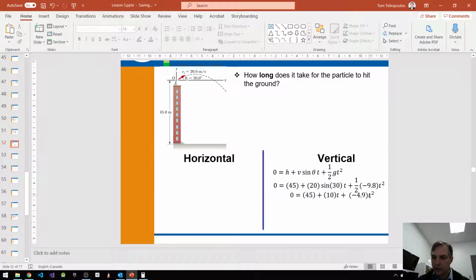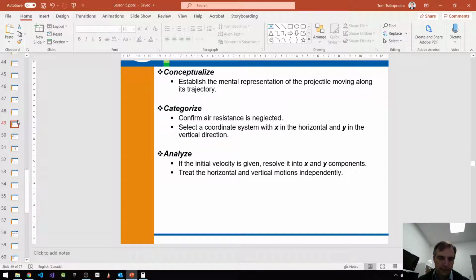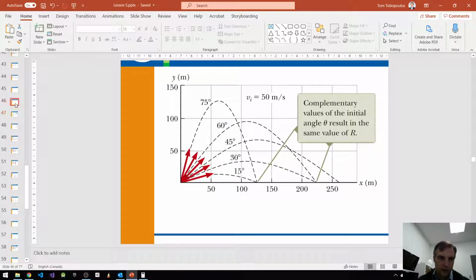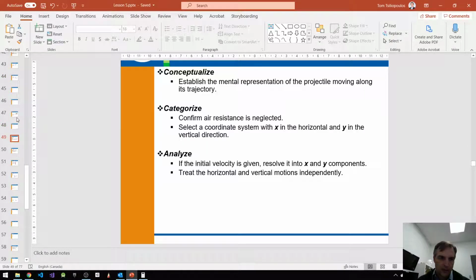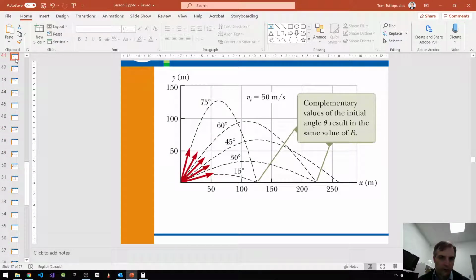Now I'm leaving it in this form. I could simplify and say 45 plus 10t minus 4.9 t squared, but really what we want to think about is that I've left it in brackets. We can simply see what we're going to use next, which is going to be the quadratic formula, which we're going to bring in right now. So make sure I got the right formula in here.